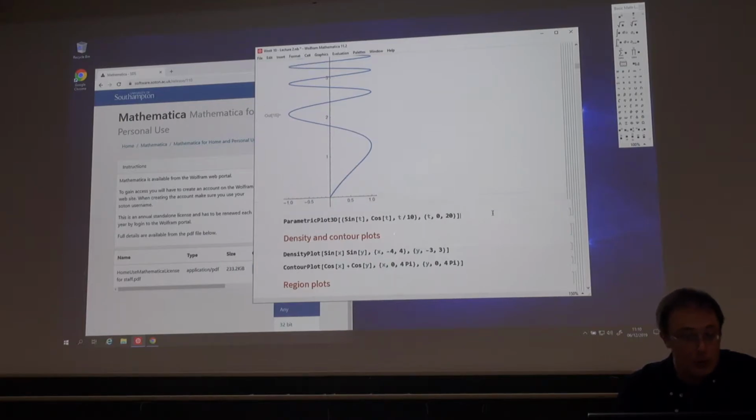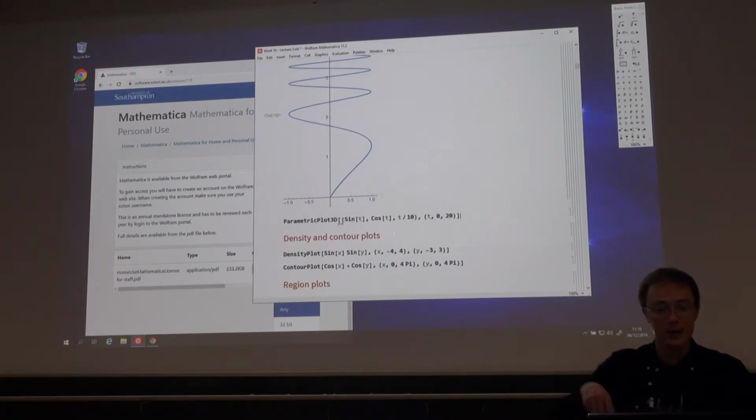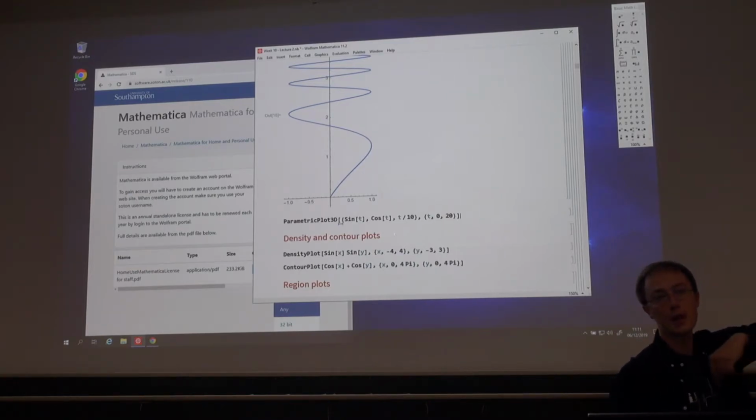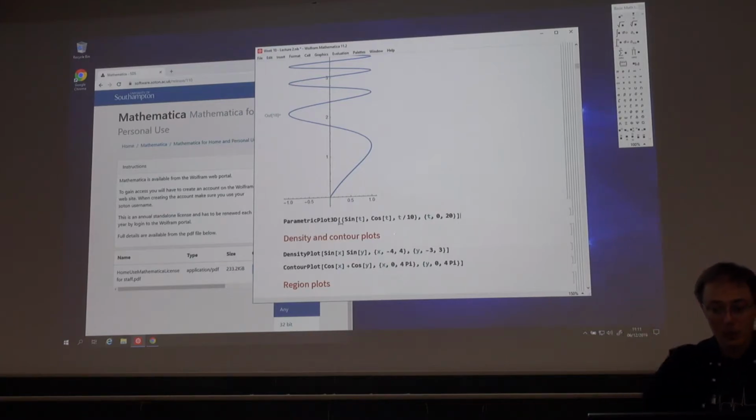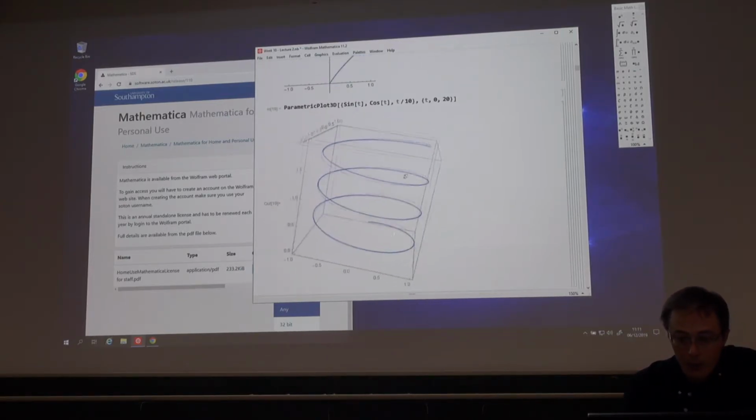Then in 3 dimensions. So for example, if you have your x changing as a sine and your y changing as a cosine, that's a rotation. But then if your z changes linearly, it will be a spiral in 3 dimensions. And so sine t, cosine t, and t over 10, to slow it down a little bit, that's your spiral in 3 dimensions.